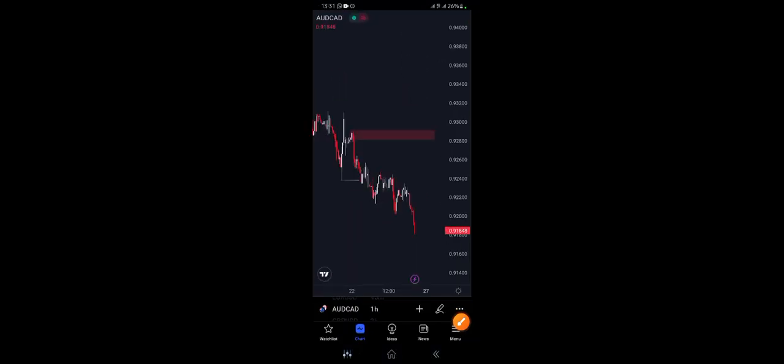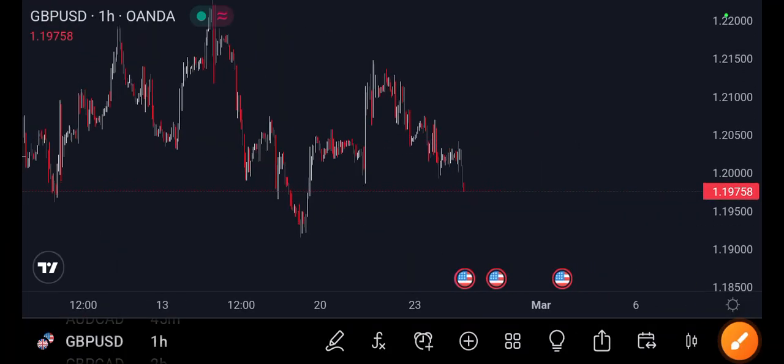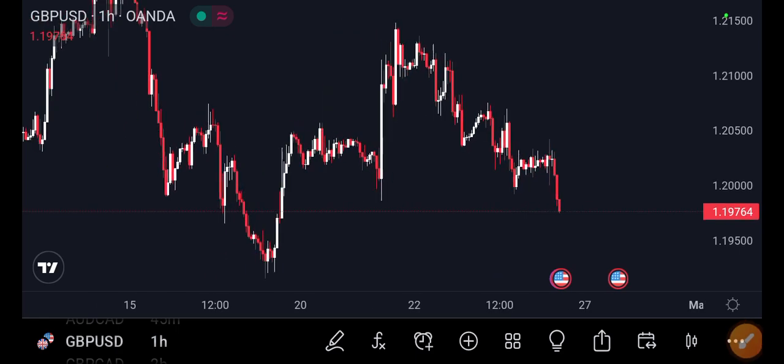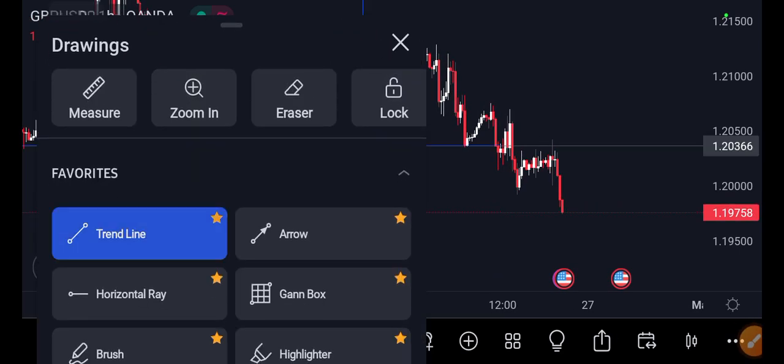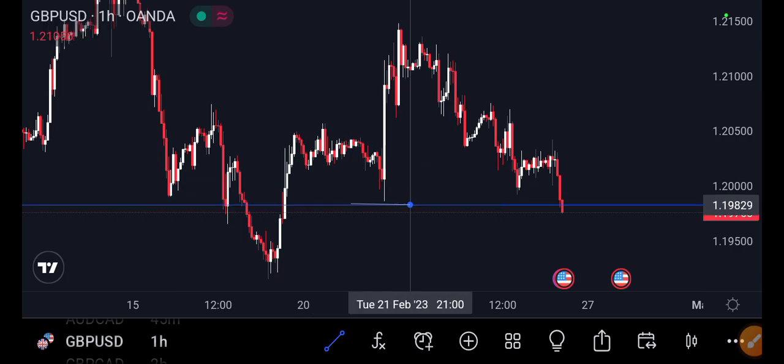Let's check our TradingView. I'll move to GBP USD. What time frame was it on? It was on the 1 hour time frame, so I'll go to the 1 hour time frame. Now, if I want to interpret it here, let me do the landscape. This was the liquidity I marked. Our price has taken it out.